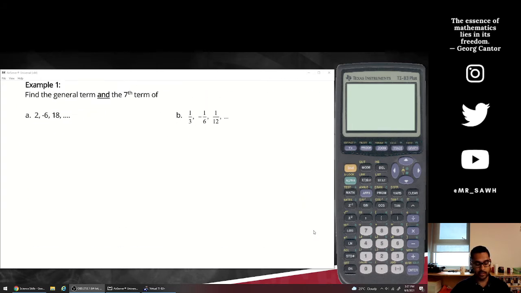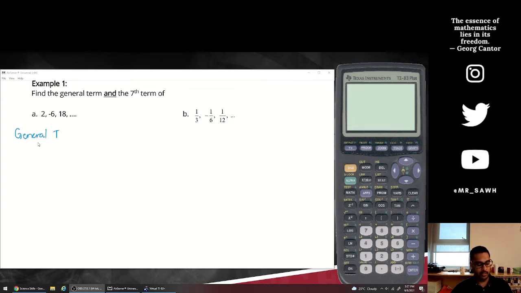So let's do a couple of things. We can find the general term and the 7th term of these sequences. The general term is essentially us finding a formula that will work for this specific sequence. The formula we came up with will work for any sequence, but I want to find a formula that will work for this one, right? That'll be the general term of this sequence.